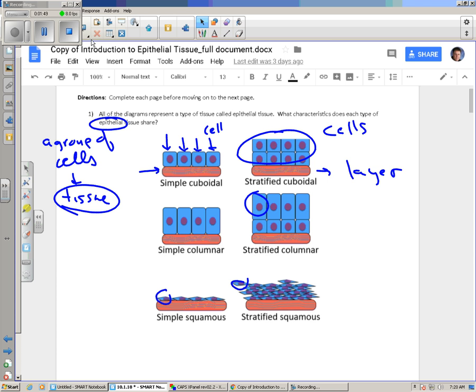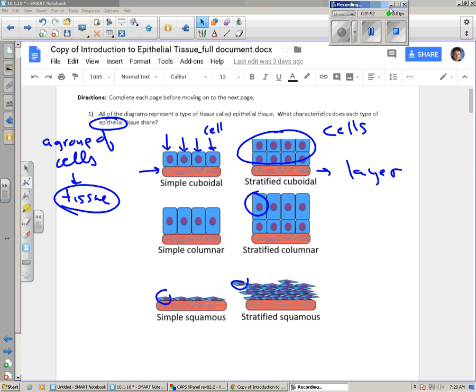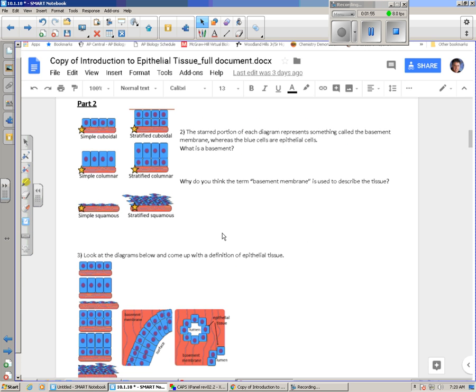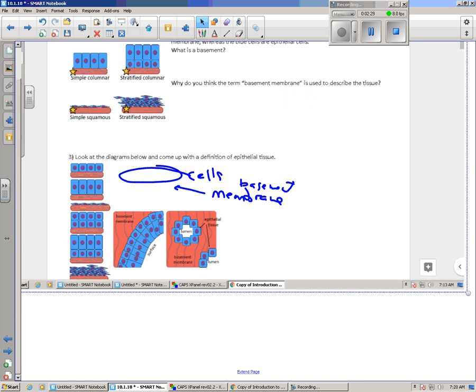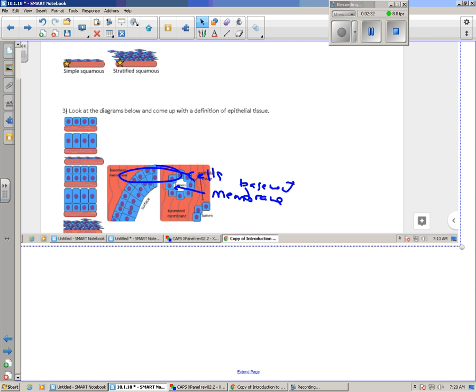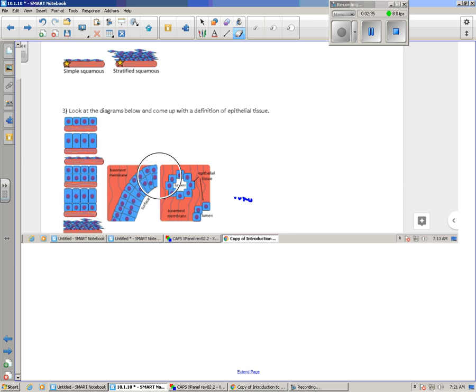So, if we go on to the next page, excuse me while I move my button around. Page two, okay? What is a basement? I'm assuming you can figure that out. So epithelial tissue has a group of cells, and those cells make something called a basement membrane. And so, scrolling down then to the diagram below, I'm going to move this up so you can see it better on the screen and erase my ink on the slide.